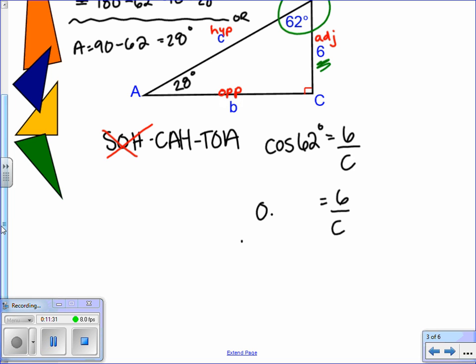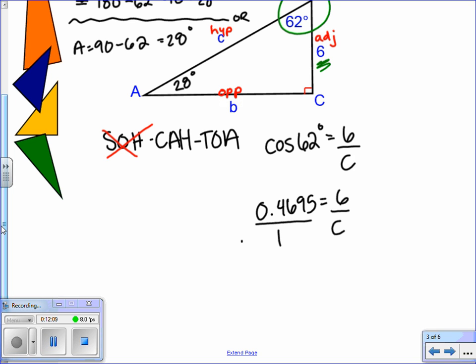Zero point 4694. 4695 if we round up. It shouldn't make that big of a difference on the 10,000. Okay, then how do you solve for C? You multiply it by 6, or... Why do you put it over 1? Oh, so you want to put the 0.4695 over 1?